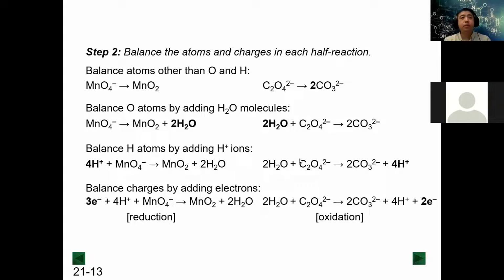All right. So once we've gotten to our half reactions and we've balanced them, we can actually see which one's reduction, which one's oxidation. Reduction is the one that adds in the electron. Oxidation is the one that loses the electron. So this is leaving, and this is going into the equation. Okay, any questions up to this step?